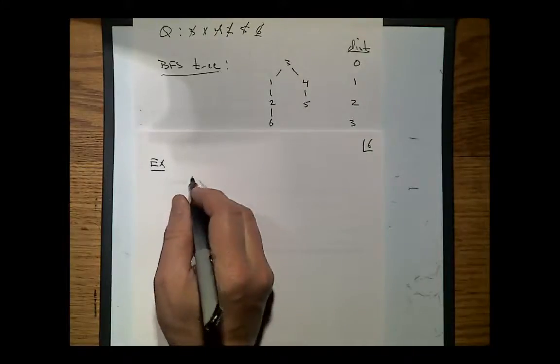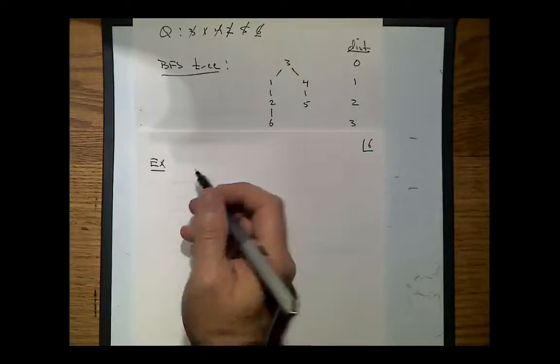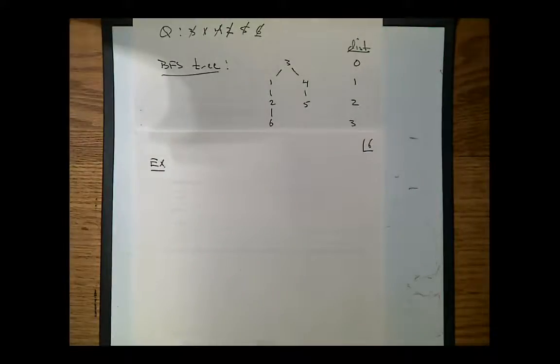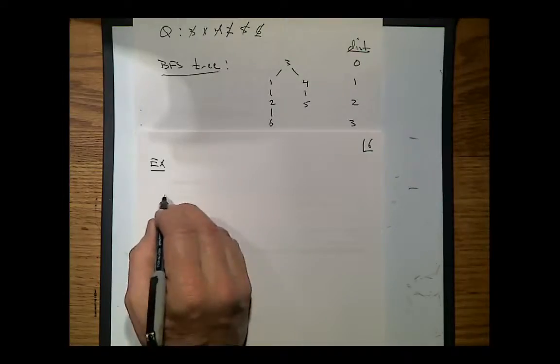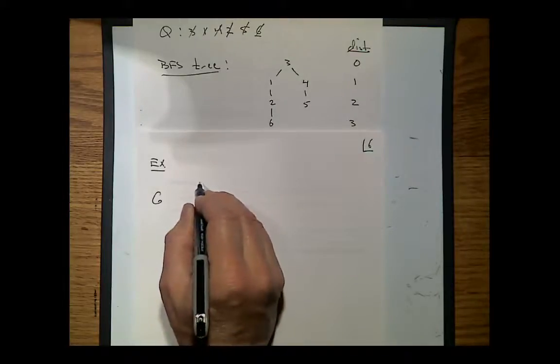Okay, so nothing different. That's the beauty of this. You don't have to, it's not different code. The code is identical. Everything is the same, except for the adjacency list representation. So let's take G to be this directed graph.